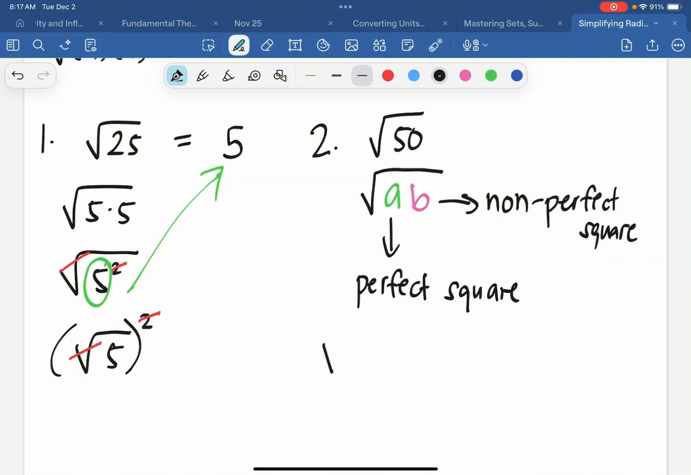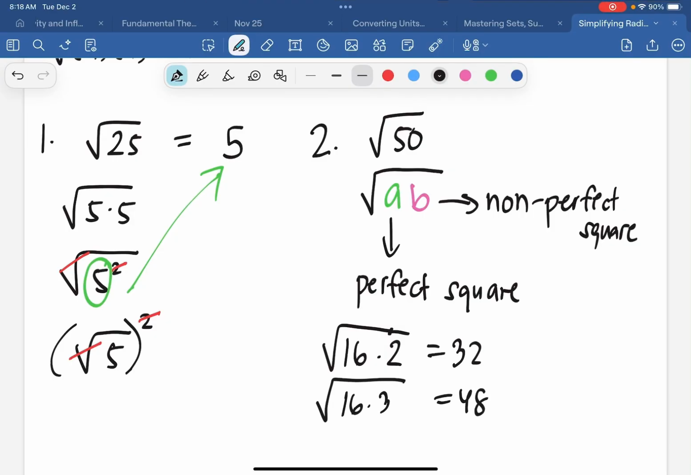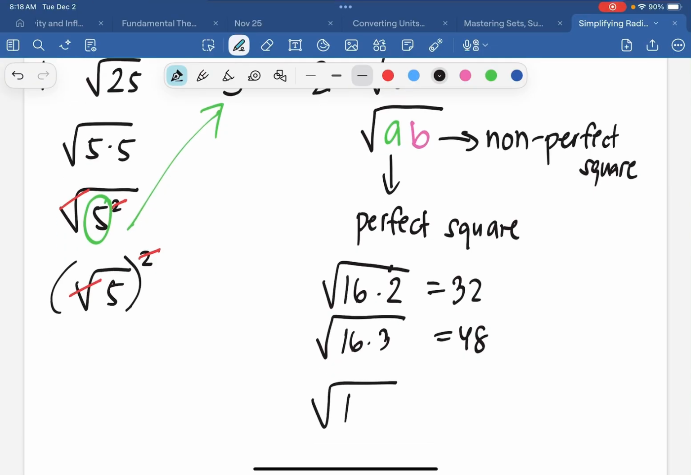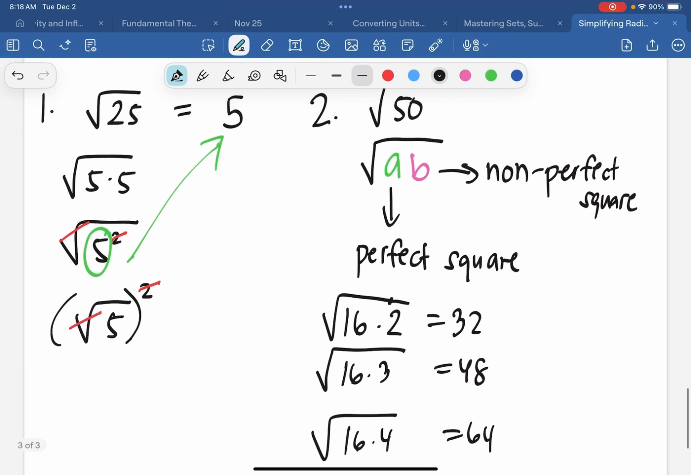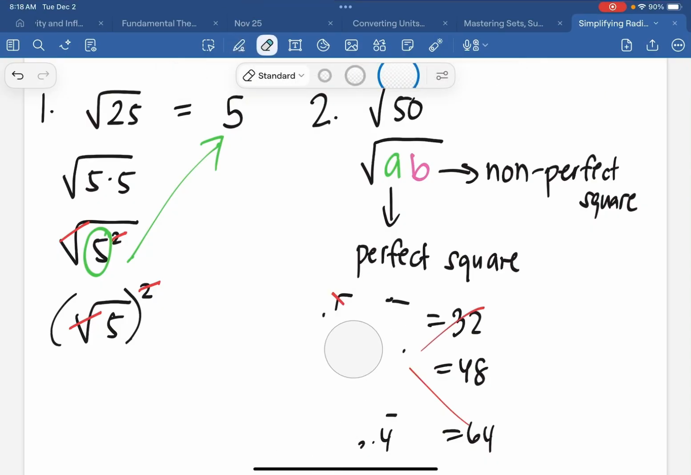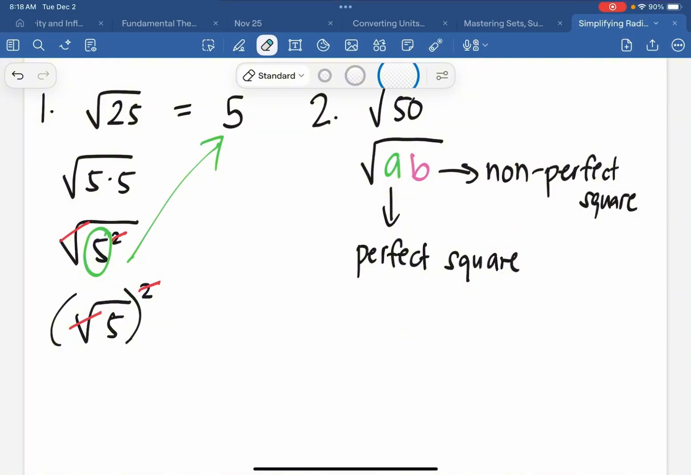Let's also try 16, which is also a perfect square, times 2, which is 32. Okay, let's have more. 16 times 3 is 48. So 16 times 4 is 64. So it went overboard as well. Again, our goal is only 50, so 16 doesn't work as well. Let's erase this one.